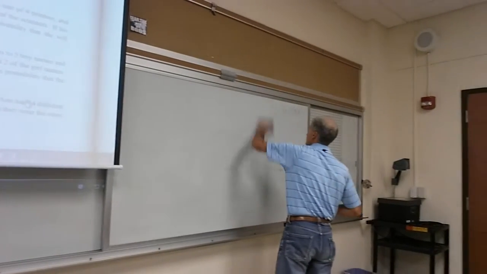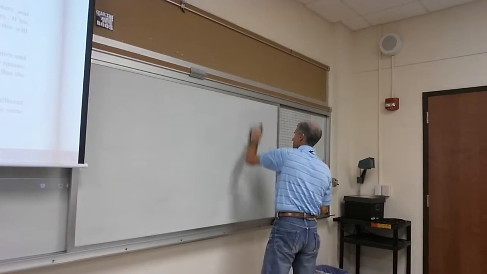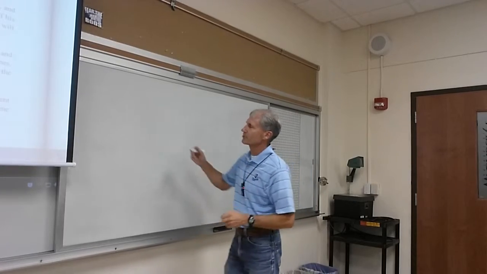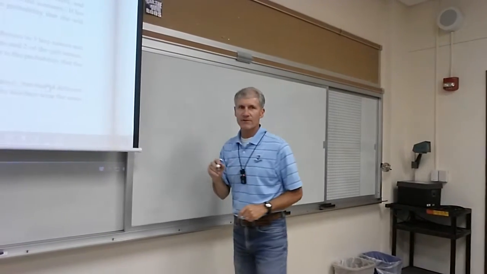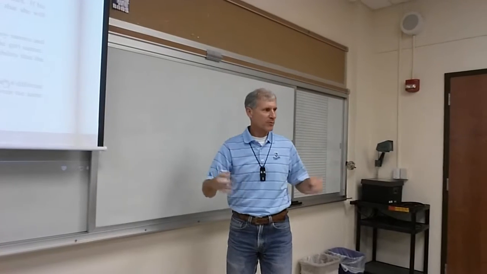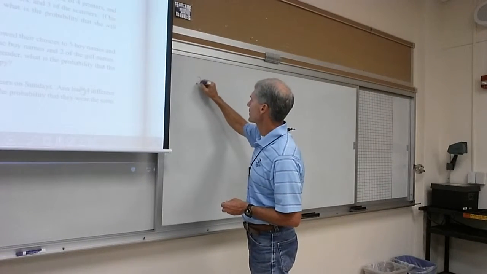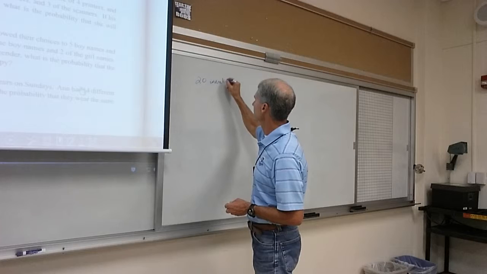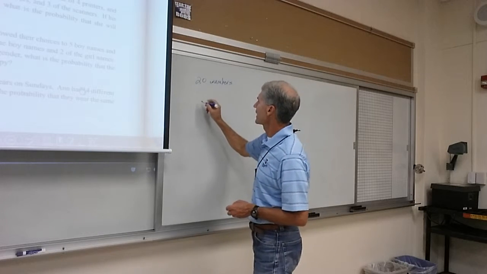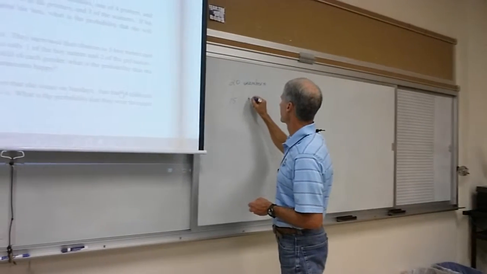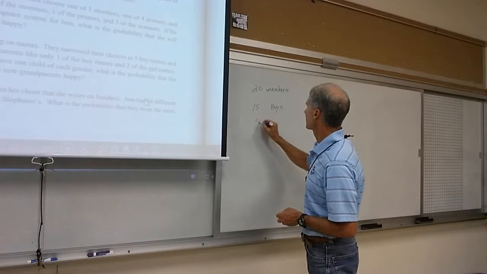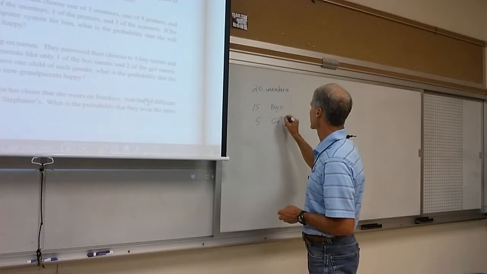I don't know that I have a problem in mind from the book, but here's a common problem that I like to put on tests. Let's say you have a club of boys and girls, right? And you have to pick 3 officers. And in that club, there are 20 members, and 15 members are boys, and 5 members are girls.